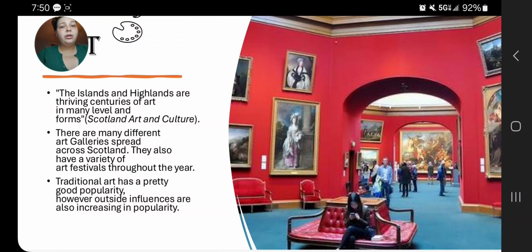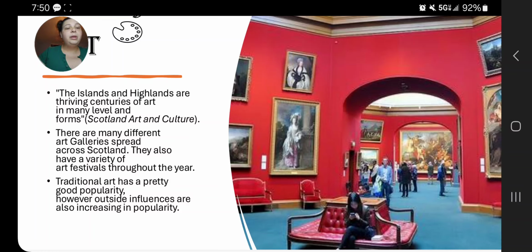And traditional art has a pretty good population. However, outside influences are also increasing in popularity. Scotland has many different influences, and we'll talk about that the more we go on with certain slideshows that I have. A lot of outside influences are very much a part of Scotland. I think of their culture, their history, and the way they've done and built things, the outside comes into play. It's not just, well, we have this and we're going to strictly do this.